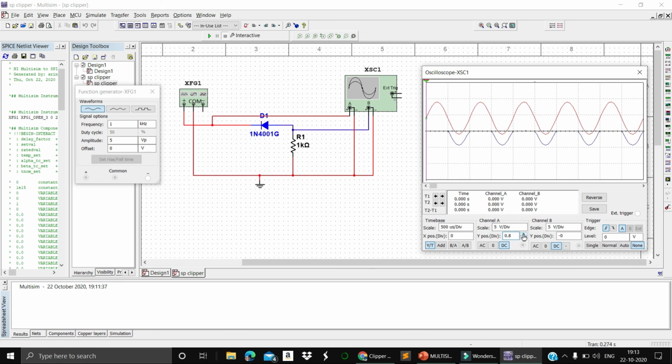Whereas in the negative half cycle, it is in forward bias mode. So whatever the input voltage is, that will be reflected on the output side. So you can clearly match the output with the input negative cycle. In such a way, the positive clipper circuit works.